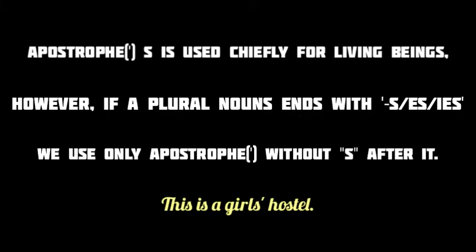Another important thing to remember is that if a plural noun ends with s, es, or ies, only the apostrophe sign is used after it without s. For example, this is a girls' hostel. Here, after the plural noun girls, only the apostrophe sign has come and not the s. The s is avoided after the apostrophe sign in such cases in order to avoid the repetitive hissing sound.